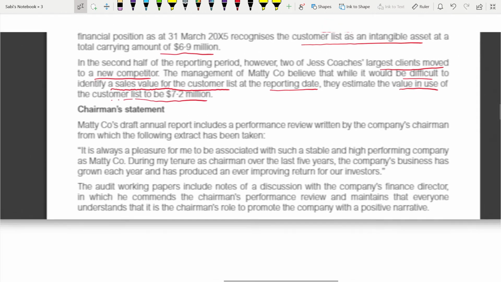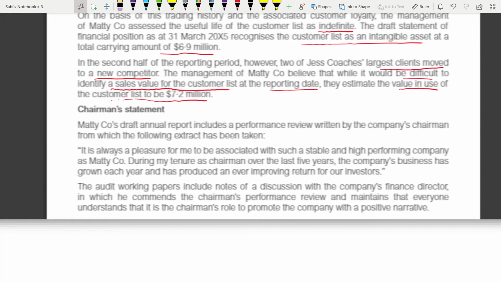Many companies' annual reports include a performance review written by the company's chairman, from which the following extract has been taken. It is always a pleasure for me to associate with such a stable and high performing company. During my tenure as chairman over the last 5 years, the company's business has grown each year and has produced an ever improving return for our investors.